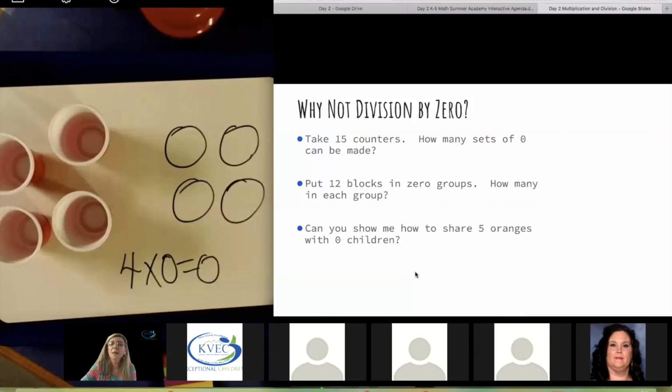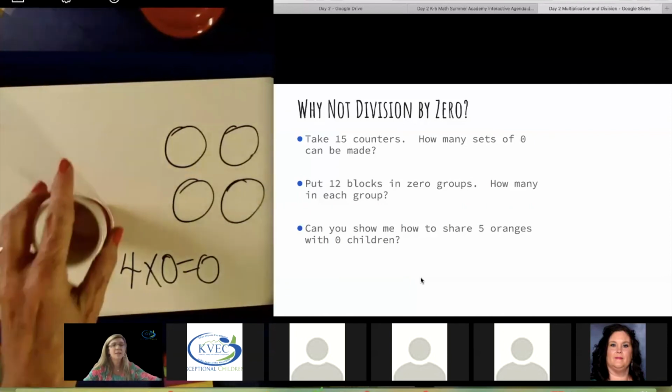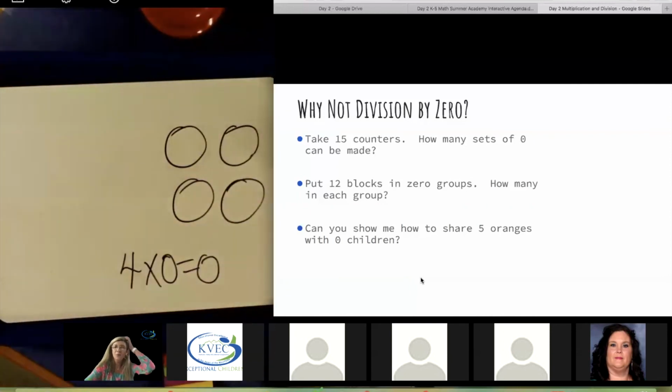Can you show me how to share 5 oranges with 0 children? Well, if you have no children, you can't share them. So the situations don't make sense, which all comes back to we have to put a story with it for it to make sense. If we put stories with their equations, it helps the kids to see it and visualize it, and it makes more sense to them.